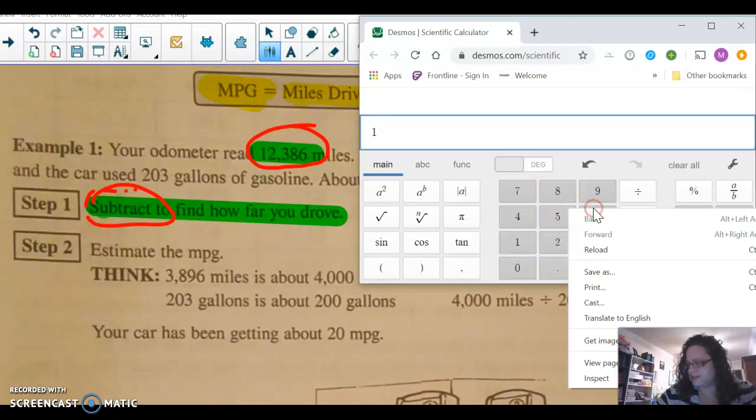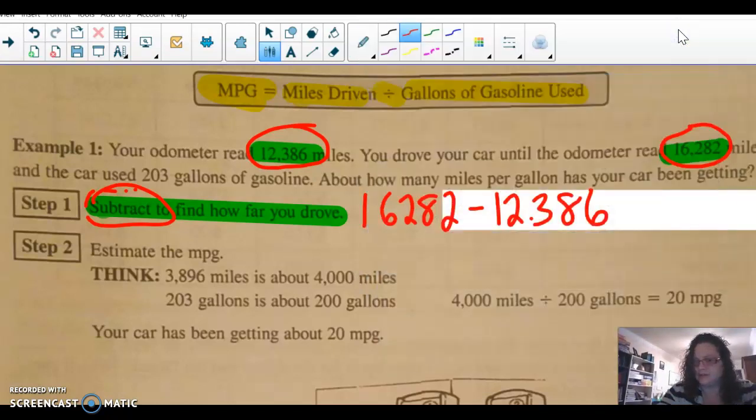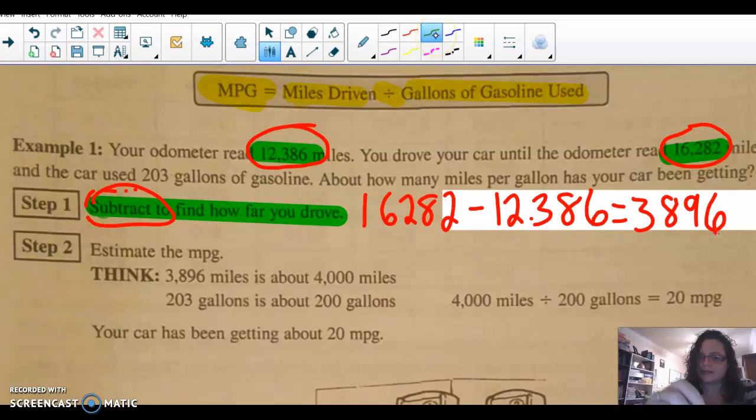We can pull up our Desmos calculator here, and we can go ahead and subtract those two numbers. 16,282 minus 12,386. Enter. So we get this number here, 3,896 miles. That's how many miles that you have traveled. So let's write that, 3,896. And then step two, estimating the MPG.